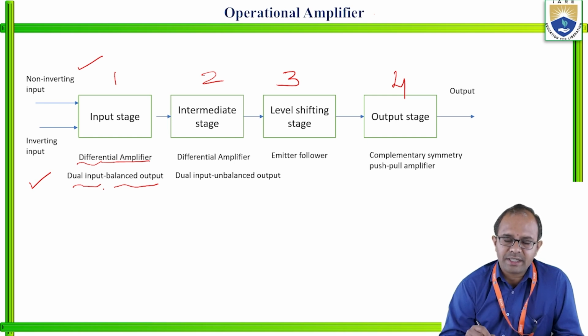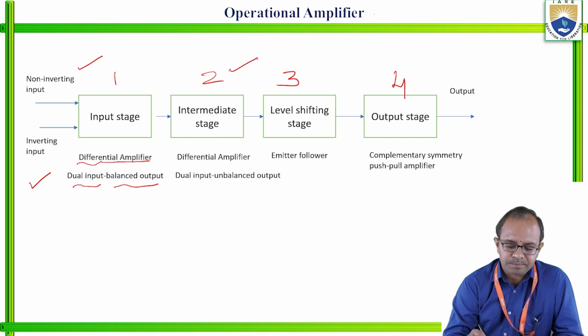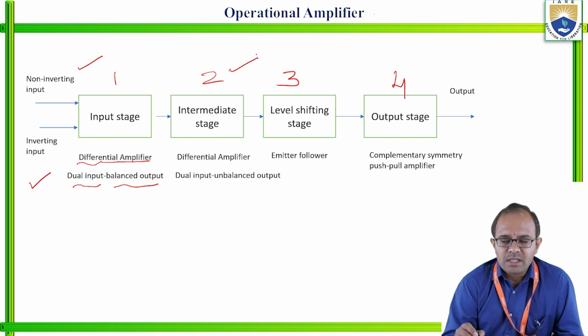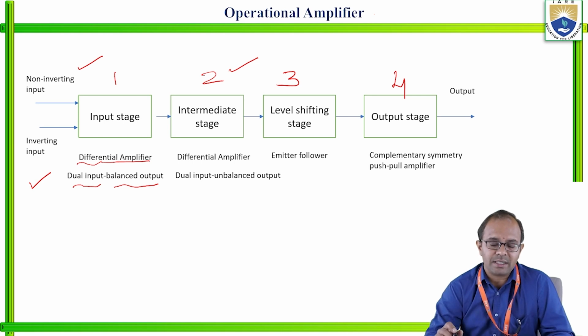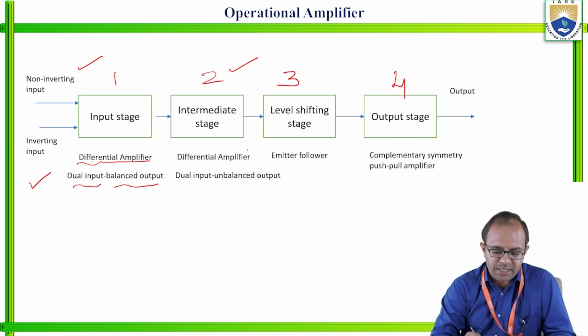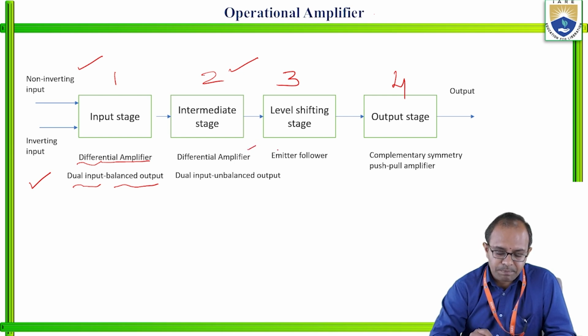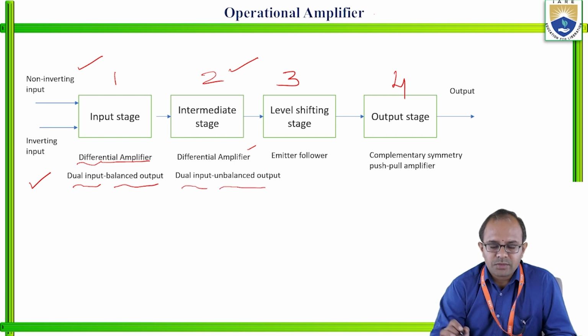And coming to the intermediate stage, the second stage of this operational amplifier, usually termed as the intermediate stage, is going to be the differential amplifier once again, and it can be dual input unbalanced output. So the intermediate stage consists of a differential amplifier. It can be dual input and unbalanced output.